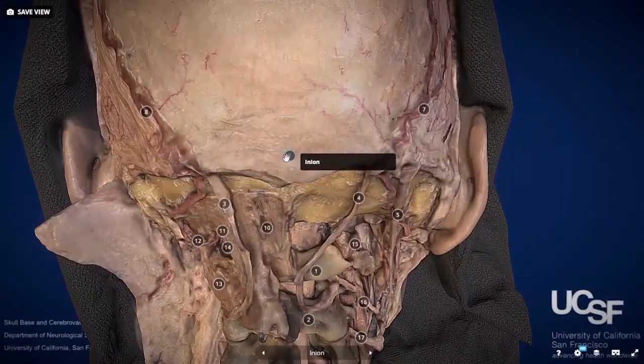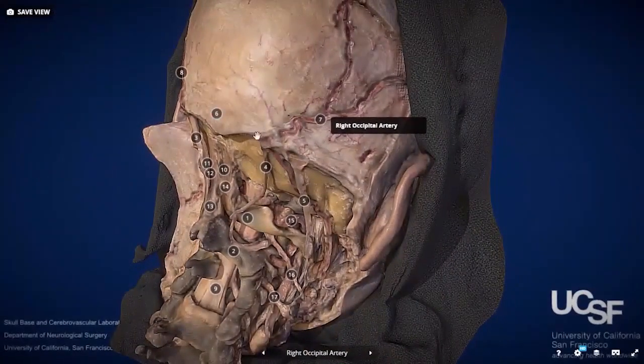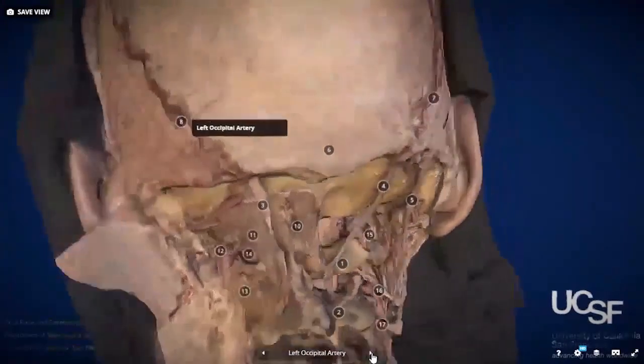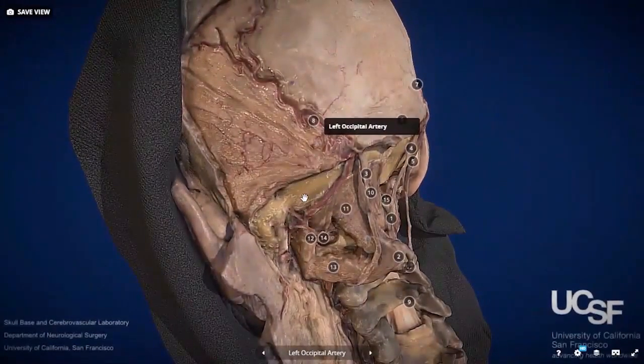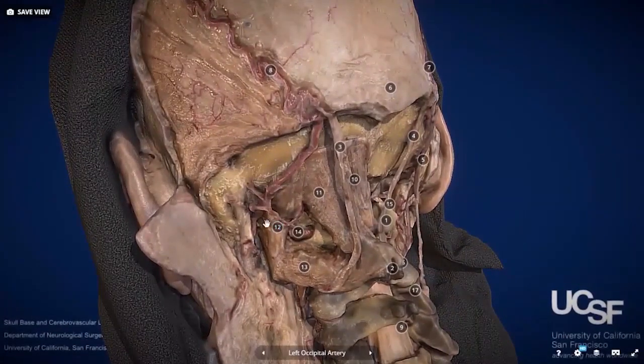Superiorly, we visualize the inion, which is the external occipital protuberance, and lies at the same axial level as the superior nuchal line. And also we see the most superficial segment of the occipital artery, in this case the right and left occipital arteries. This is a great opportunity as well to identify properly the course of the proximal portion of the occipital artery, also the suboccipital portion of the occipital artery, lying in between the posterior belly of the digastric muscle and the superior oblique muscle.